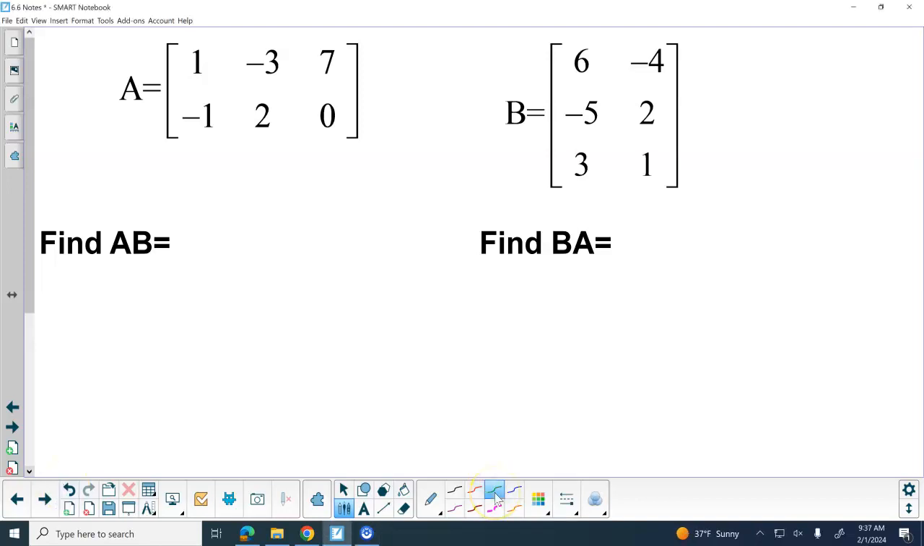So the dimensions of A are 2 rows, 3 columns. The dimensions of B are 3 rows, 2 columns. So AB would be a 2 by 3 times a 3 by 2, doable. The result is going to be a 2 by 2.